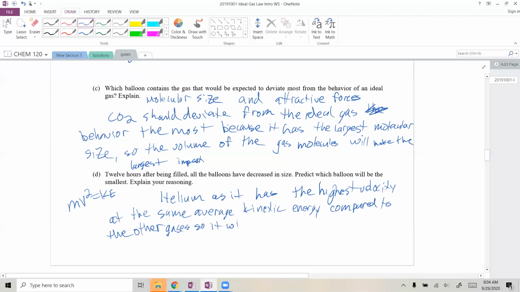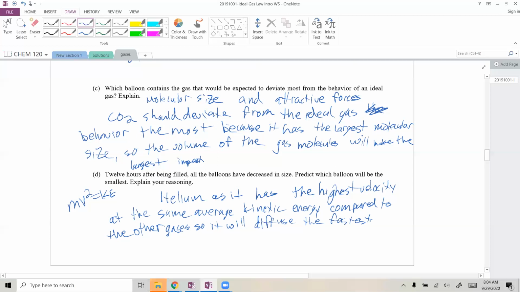So it will diffuse the fastest. And so that's kind of what we're looking for. Things that are moving around the fastest mix the most. And so they're going to be the ones that are easiest or more likely to leave from that container.